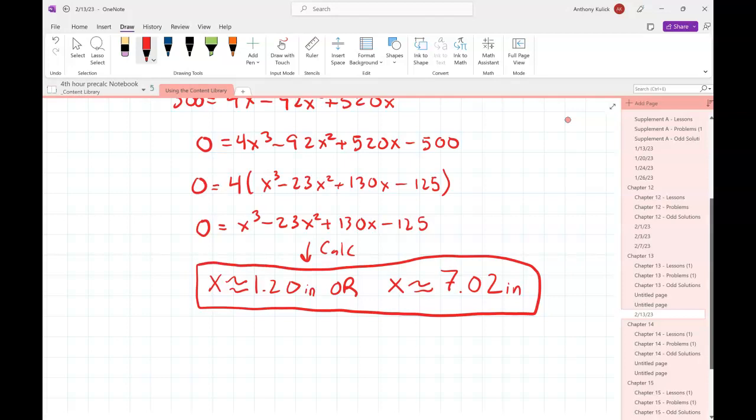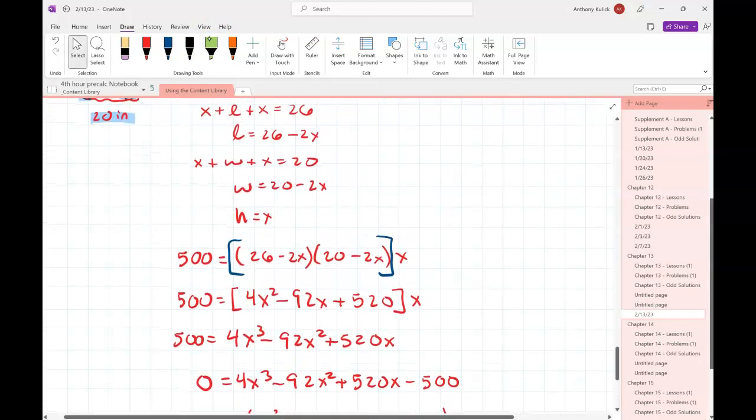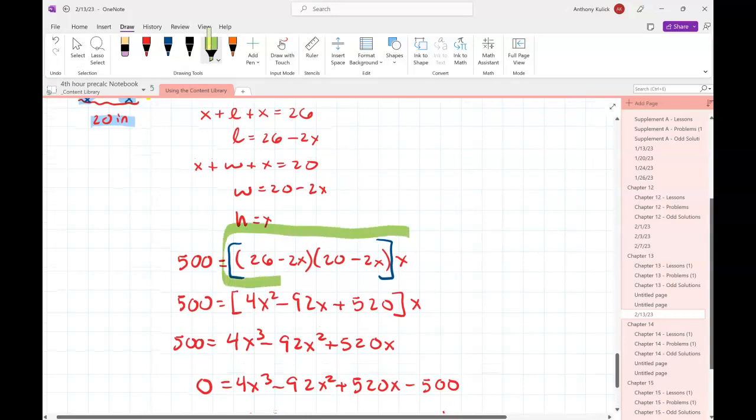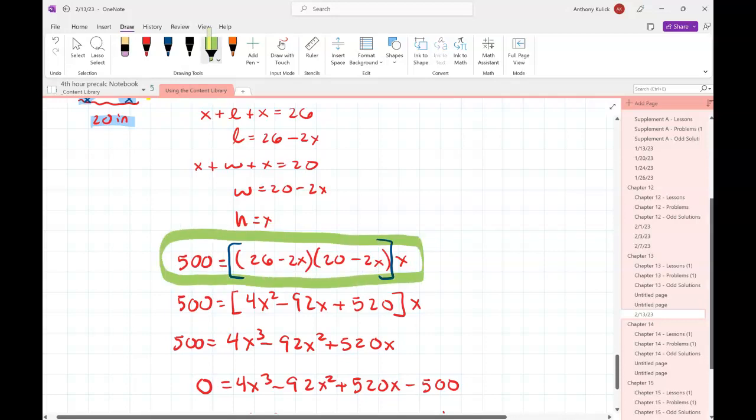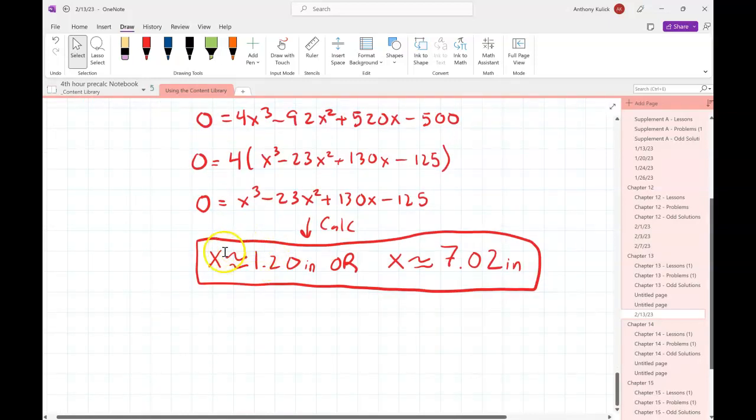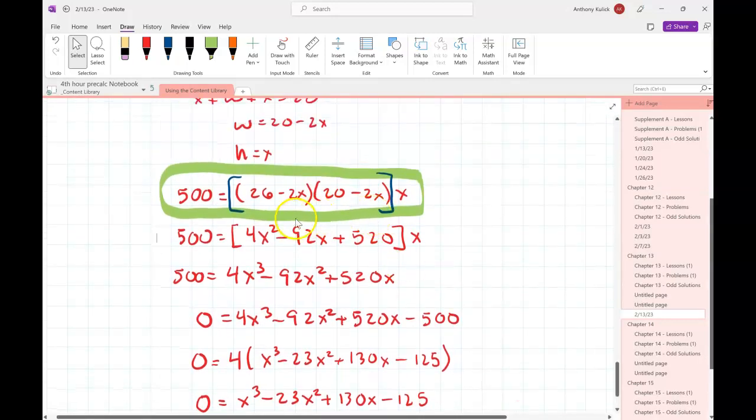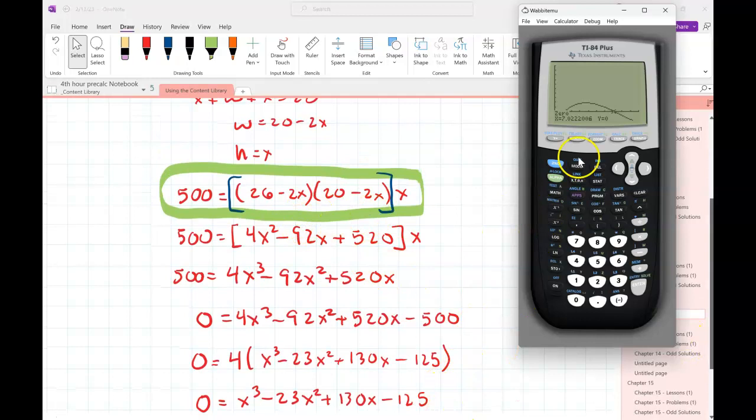If I wanted to check these, what would be the best place to check these? I'd want to go back to this equation and see if I plug those values in for x, do I get 500 or pretty darn close to it? Will it be exactly 500? No. Why not? Yeah, because I rounded here. But they should be pretty close. What's going to be the easiest way to do that?